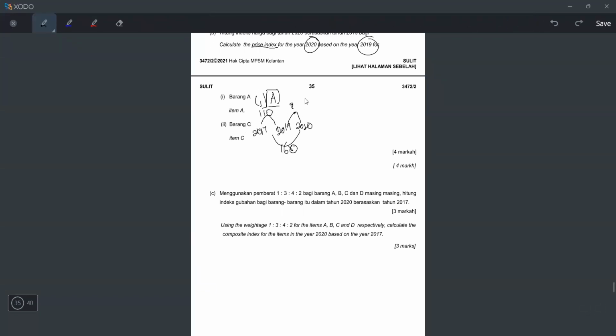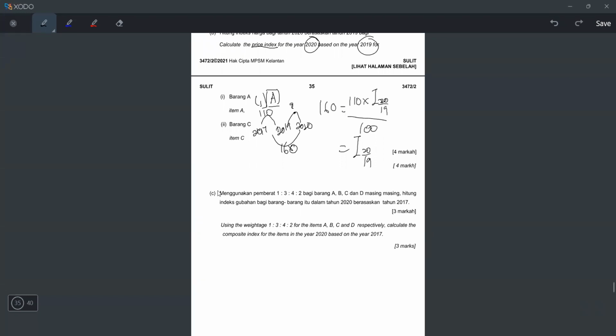Yeah. So how to find this? 160 equals 110 times I of 20 over 19 over 100. So the I of 20 over 19 will be 160 times 100, and then divide by 110. So what do you get? 145.45.